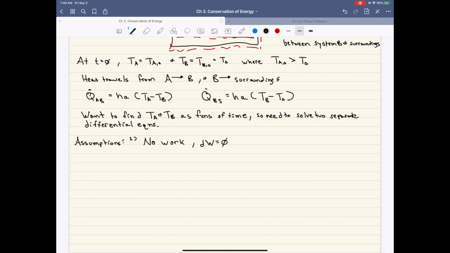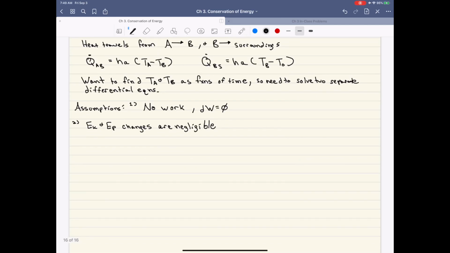Okay? And also, we're not going to care about any changes in potential or kinetic energy. Okay? Now, for parts B and part C, it does ask us to make some assumptions about the product of MB CVB, but we're going to talk about those assumptions when we get to those parts. Okay? In any case, these are the main assumptions that we're going to work with.